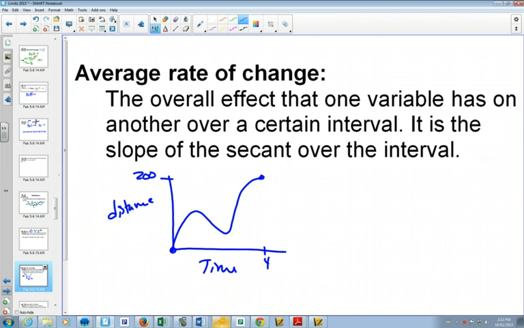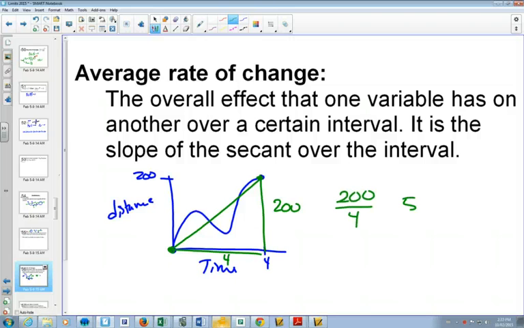Now, if I make a secant line from the start to the end, it may cut through my curve many times. It may only cut through the curve at the 2 points that I choose. But if I find the slope of this line, I have a rise of 200 and a run of 4. 200 over 4 gives me my average rate of change. So an average rate of change is just the slope of the secant over an interval.